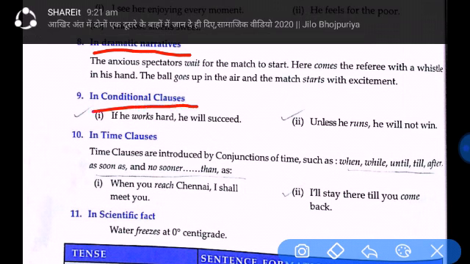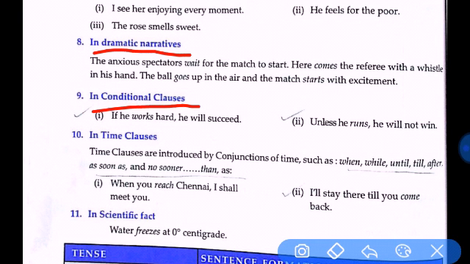Next one, in conditional clauses, we have already learned it last year. If you remember, conditional clauses are with if. When you use if, the first part, the if clause, is always in simple present tense, and the main clause will be in future tense or in the tense that follows it. So we have: if he works, then he will succeed. So works or runs is the simple present tense. So in conditional clauses also we use the simple present tense.